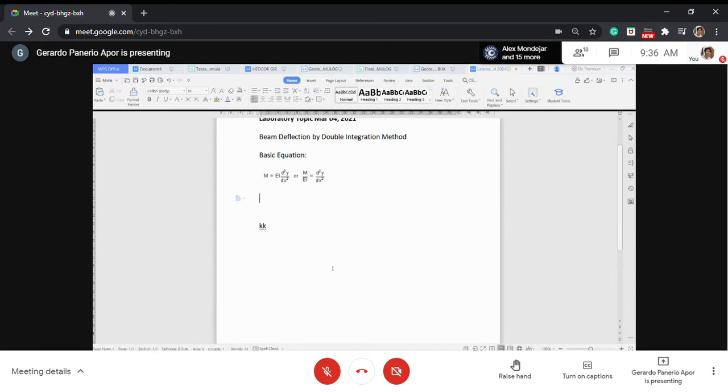So we can have this equation, which is our basis for the double integration method. Okay, so this equation will become like this.